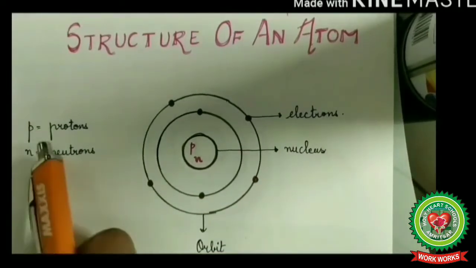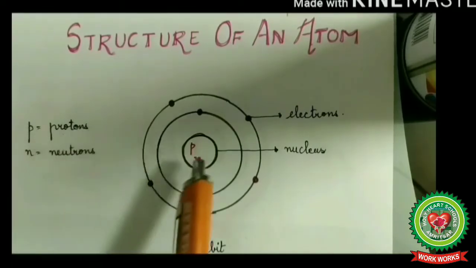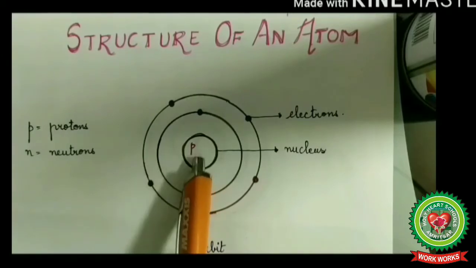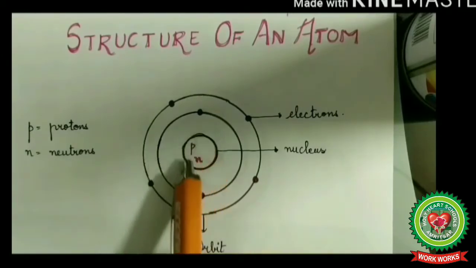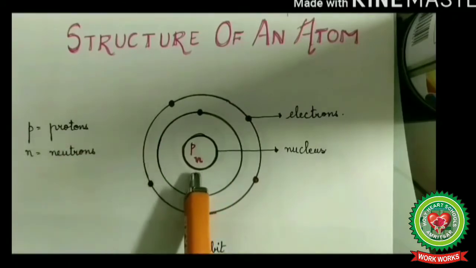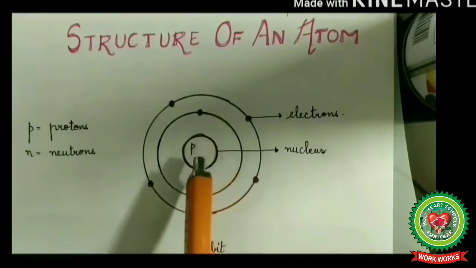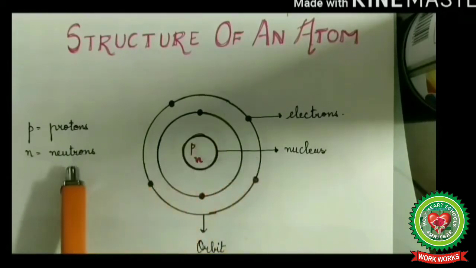Now next is protons. P for proton, P for positively charged. A positively charged particle that is present in the nucleus of an atom is called a proton. And next is neutron. A heavy uncharged particle that is present in the nucleus of an atom is called a neutron.